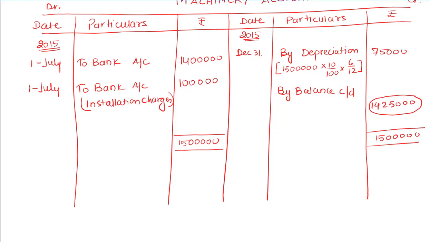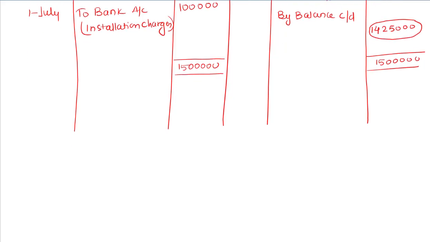I believe you understood this. Let us continue. Brought down 14 lakh 25,000 as a balance over here for 2016. For 2016, the date would be 1st January 2016. To balance brought down 14 lakh 25,000.